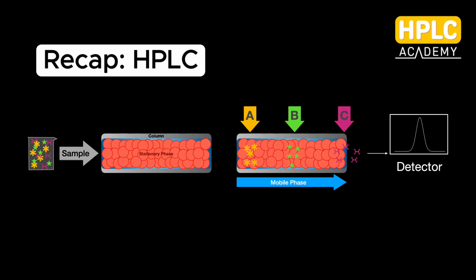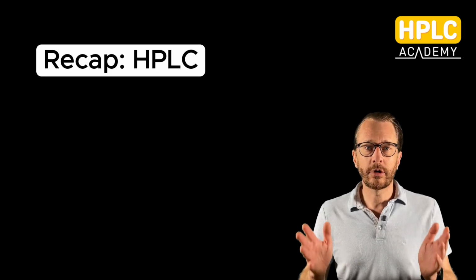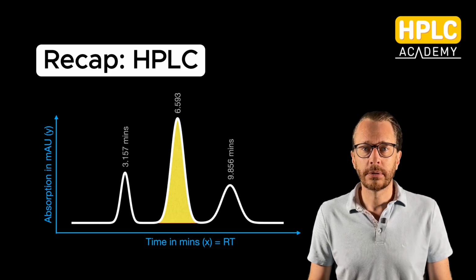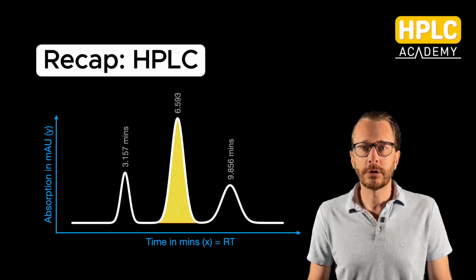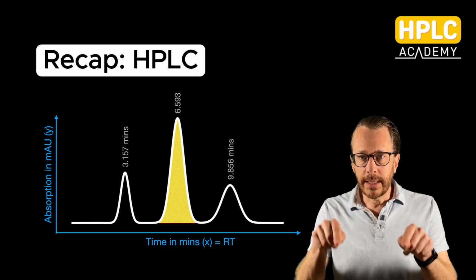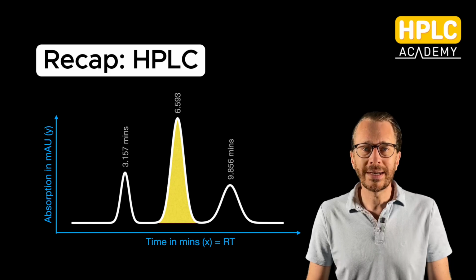As they exit the column one after another, a detector records a signal and the result is a chromatogram, a graph with signal intensity over time. Each peak in a chromatogram represents a compound. The position of the peak is called retention time. It tells you something about the compound's identity. The area under the peak tells you something about the quantity.